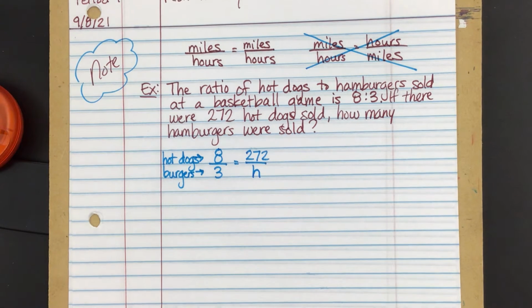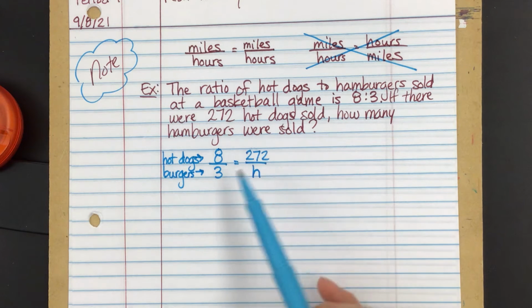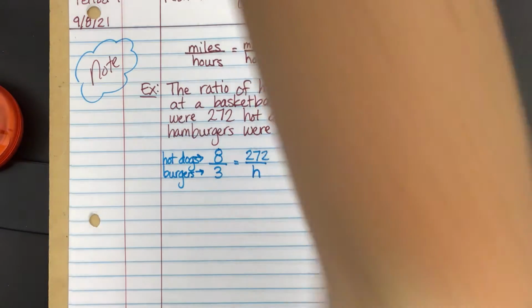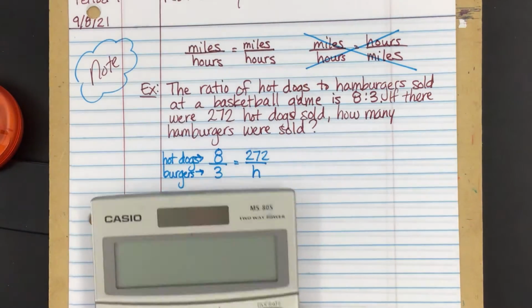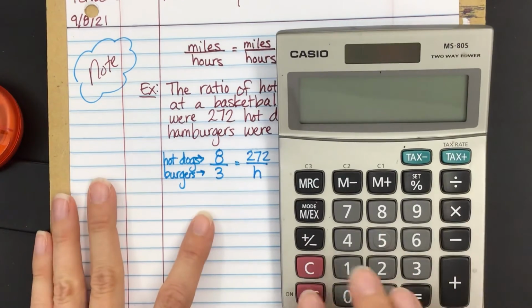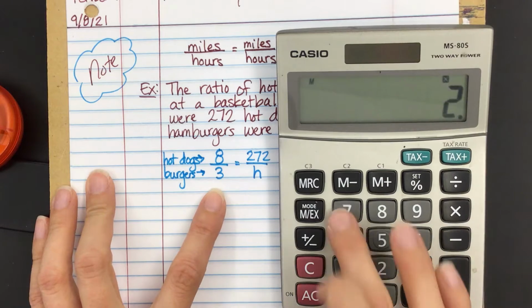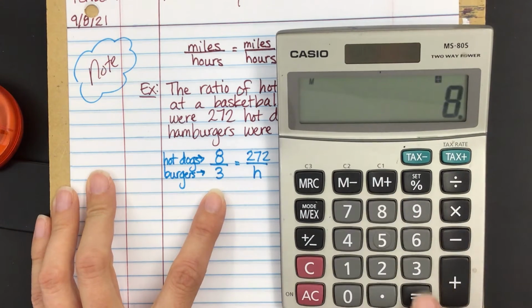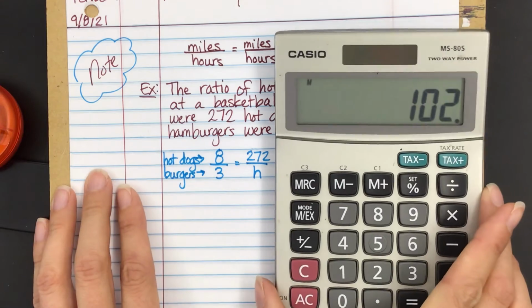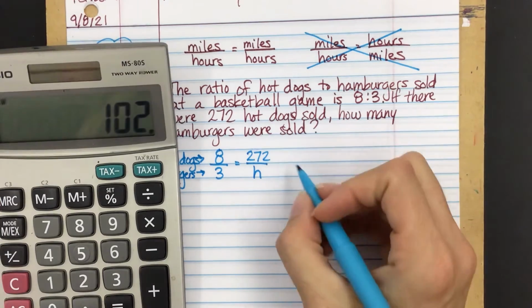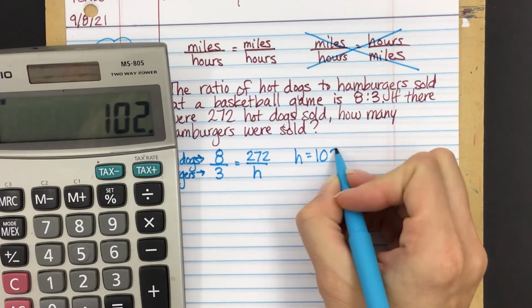Now once you have a proportion set up, you can multiply diagonally and divide and find out how many hamburgers were sold. So let me do that. All right, so that would be 3 times 272 divided by 8. And it looks like 102 hamburgers were sold. Okay, so H is equal to 102.